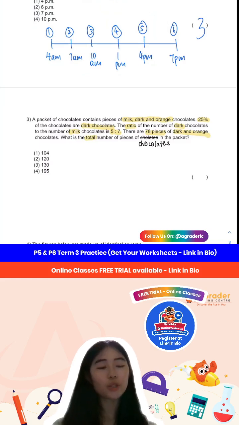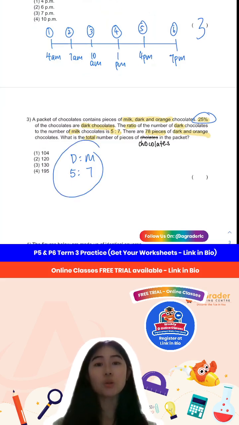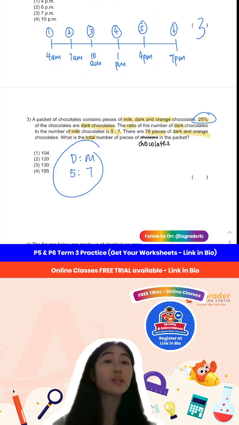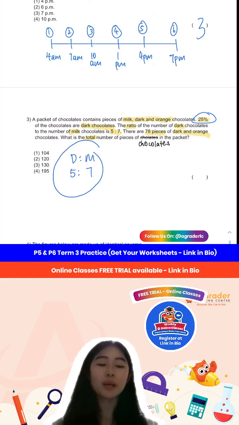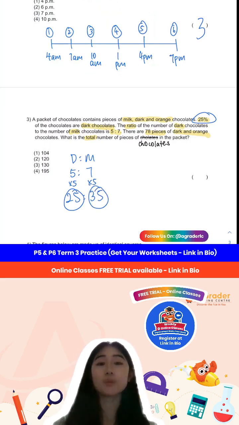So I'm going to write down the ratio for the dark chocolate to milk chocolate first. You know the ratio is 5 to 7. You also know that dark chocolate is 25%. So that means that in this ratio, I can make the dark chocolates 25% by multiplying by 5, so that it becomes 25 to 35. So your dark chocolate is 25%. This means that your milk chocolate is 35%.